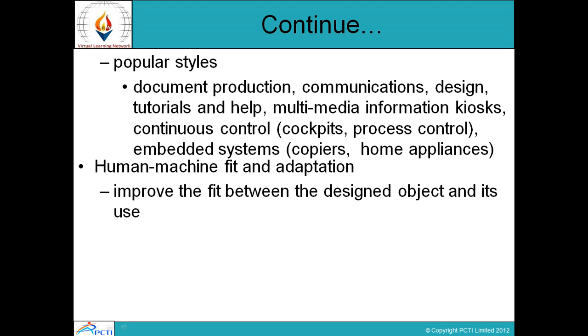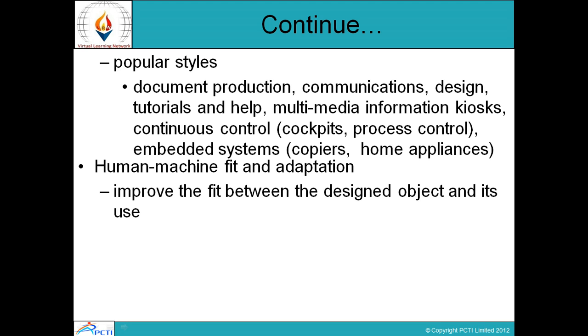Human machine fit and adaptation. So that is basically to improve the linkage between the design object and its uses. Human computer interface plays a very prominent role. Suppose you have purchased an oven or microwave, a computer, laptop, any sort of device or product you have used. Now you want to make use of it. So interface plays a very prominent role in getting a link between the designed object and its usage. Sometimes we are not able to invoke specific features of that particular product. So by making use of interfaces, we can efficiently use these products.